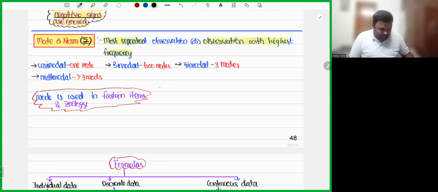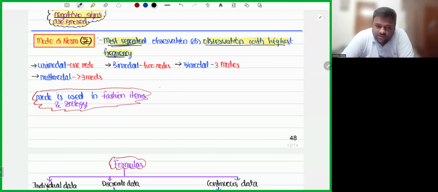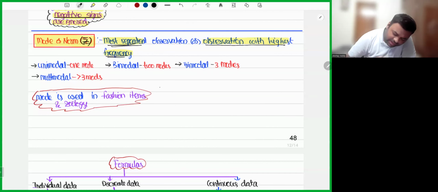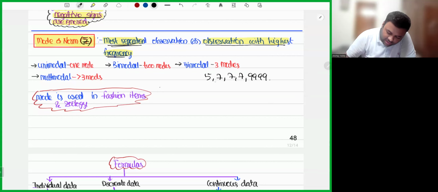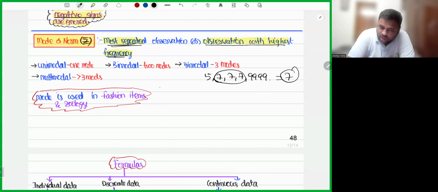Now, what is this mode? Mode refers to the most repeated observation, or the observation with the highest frequency. For example, take 5, 7, 7, 7, 9, 9, 9, 9, 9, 999. What is the most repeated observation here? 7 is the most repeated observation. So the mode is 7.